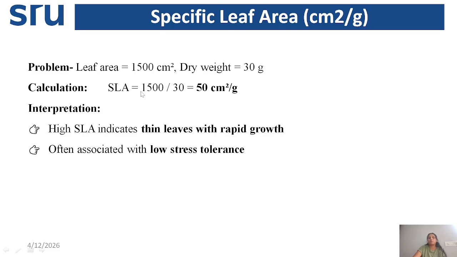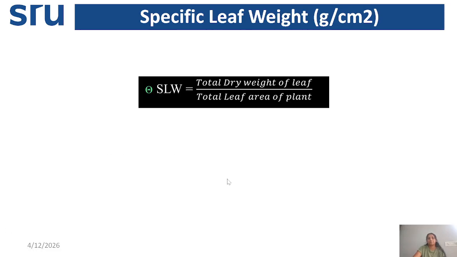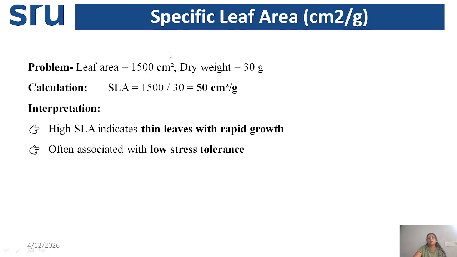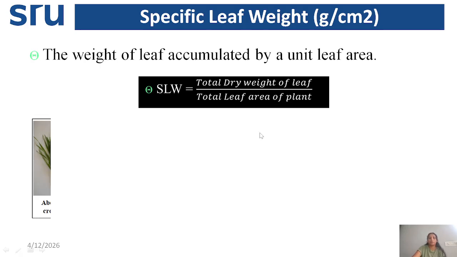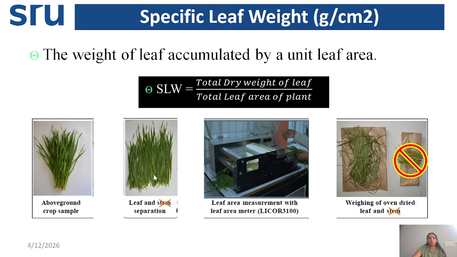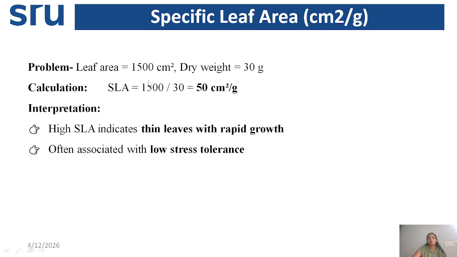So what does specific leaf area indicate? It indicates the area of the leaves and the thinness of the leaves. Another one, similar to specific leaf area, is its reverse value: specific leaf weight. It is the ratio of total dry weight divided by total leaf area of the plant. If you have the area of the leaves and the dry weight of the leaves, you can measure both specific leaf area and specific leaf weight.